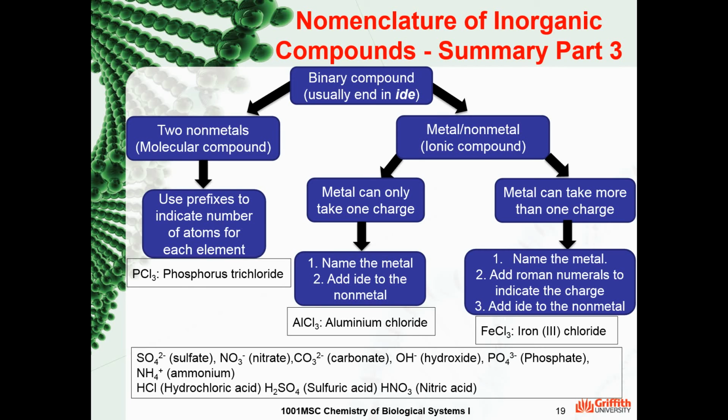Finally, here are the 6 polyatomic ions and 3 acids that you need to learn for this course. This is the end of Module 3.